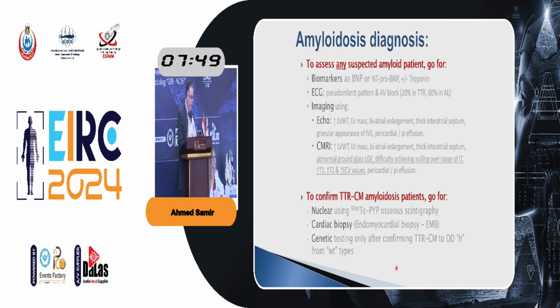And then we can confirm the TTR type that we are looking for using a nuclear scan, bone scintigraphy. We could go for a cardiac biopsy, and genetic testing would be important to differentiate the 2 types of TTR, the wild type and the hereditary type.